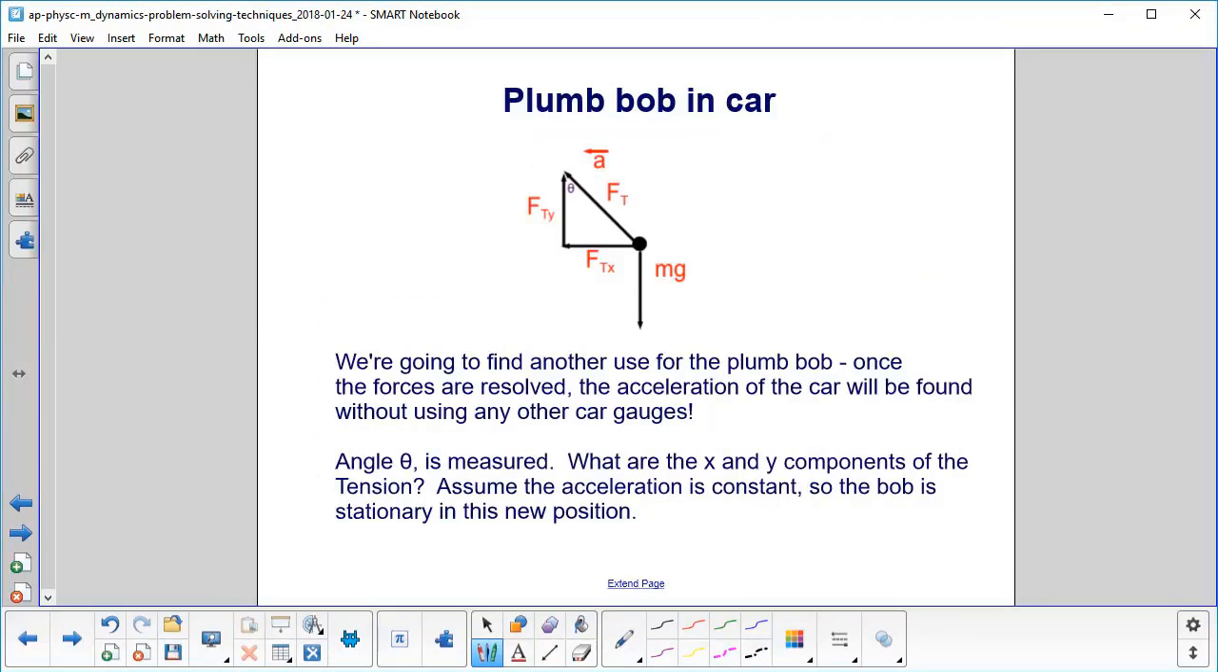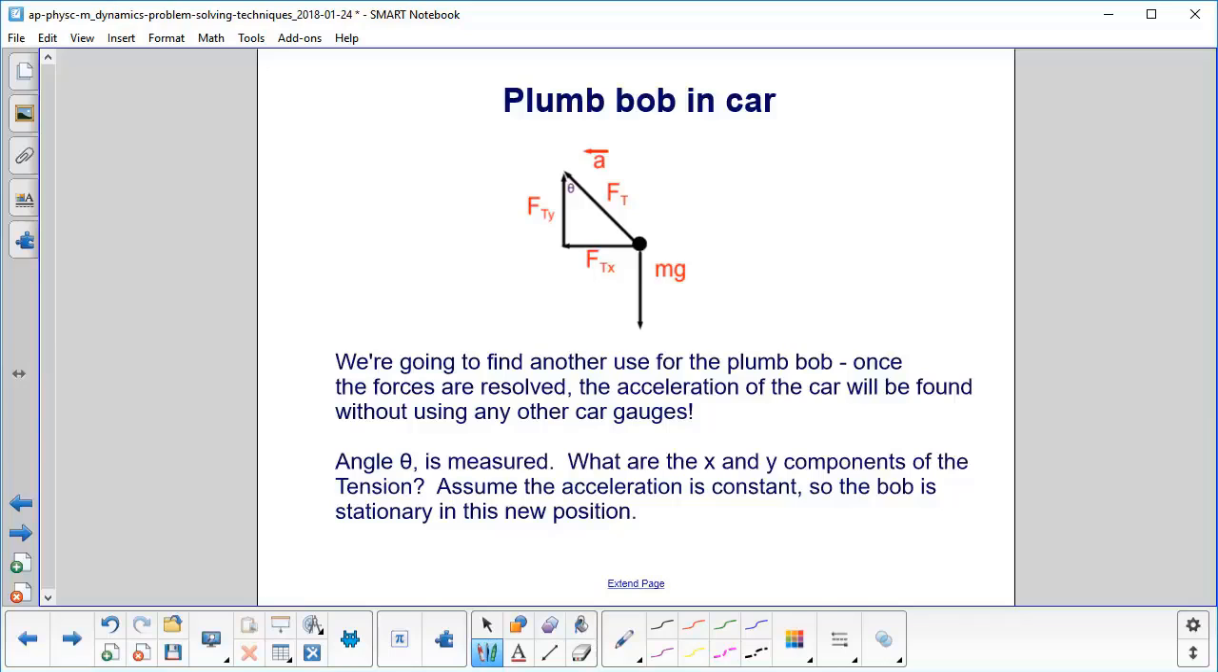Once we finish this process, we're going to find another use for the plumb bob. When we resolve the forces, the acceleration of the car will then be found, and we can find it without using any other car gauges, just by doing this angle and some math. We measure angle theta. What are the x and y components of the tension?